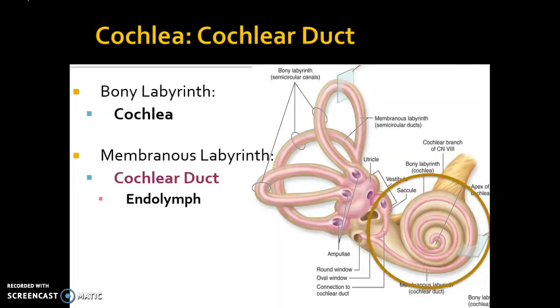All right, moving on to hearing now. Okay, so when it comes to hearing, we need to focus on the cochlea. So right here, the tan colored cochlea is circled for you. And within the cochlea, the membranous labyrinth, which is in pink, is called the cochlear duct. Remember, the fluid inside the cochlear duct is endolymph.